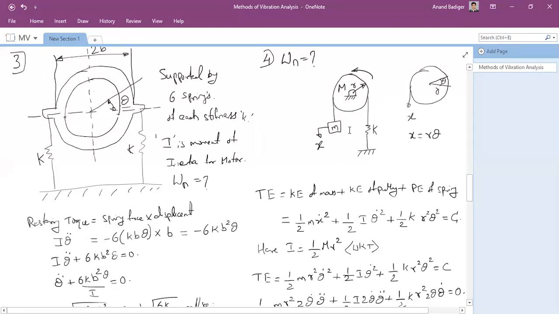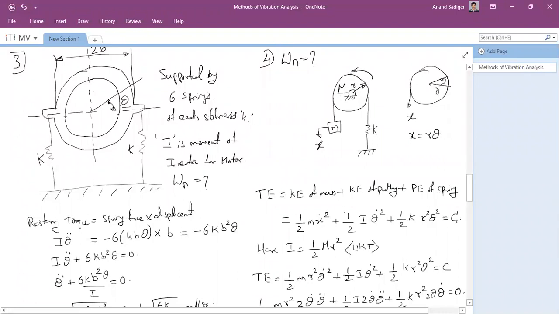So this fourth problem, there are two masses, capital M and small m, right? So this is capital M, this is small m. This capital M is going to just rotate. There is no translation motion here. So this is just going to rotate. So that will become half I theta dot square.